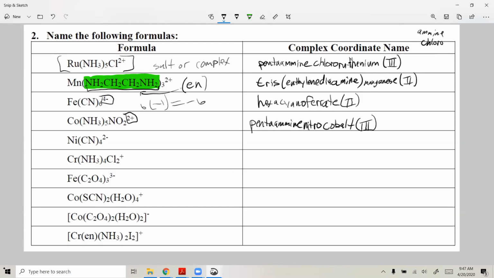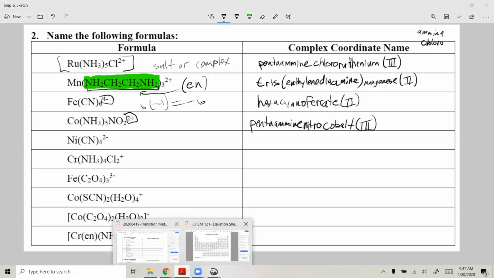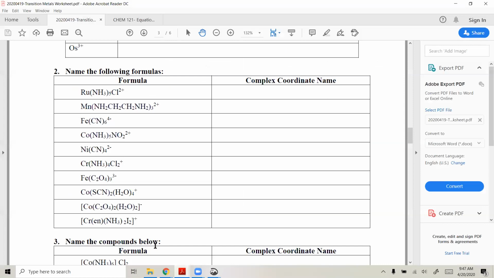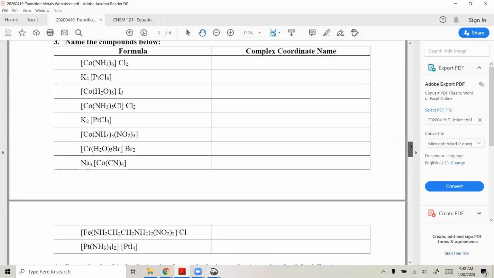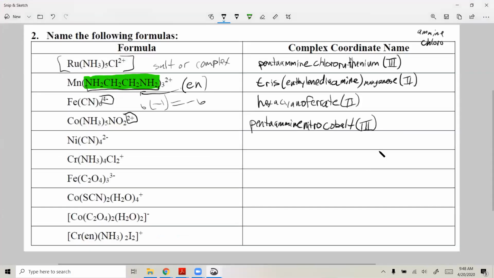Like all naming things, I recommend practice. You want to keep going through and eventually get all of these written out. It's important to practice that part. But we're also going to look at our next section now, which is very similar. The difference is that these are now salts. I want you to start with this potassium one right here, the second one down. We're going to do that one next.